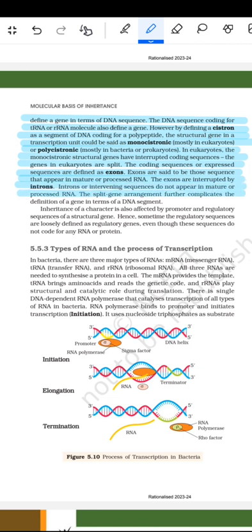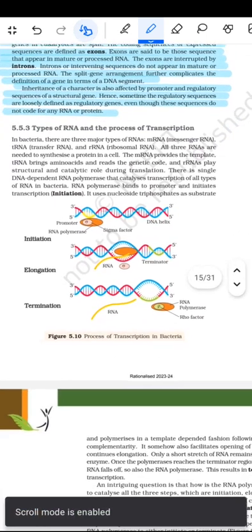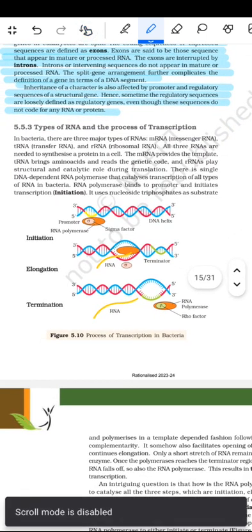The split gene arrangement further complicates the definition of a gene in terms of the DNA segment. Inheritance of a character is also affected by the promoter and the regulatory sequence of a structural gene, and sometimes the regulatory sequences are loosely defined as the regulatory genes, even though these sequences do not code for any RNA or the protein. So, the types of the RNA and the process of the transcription.